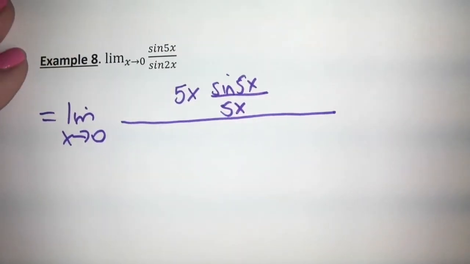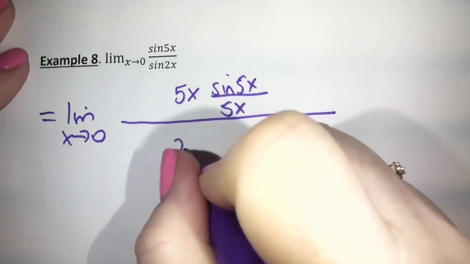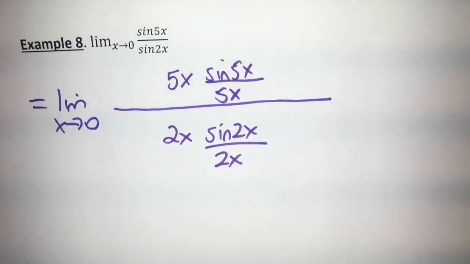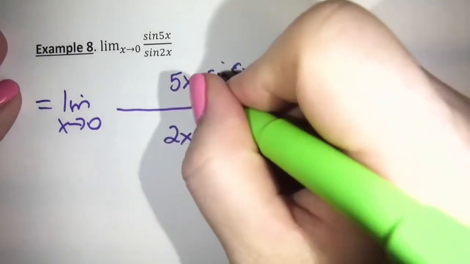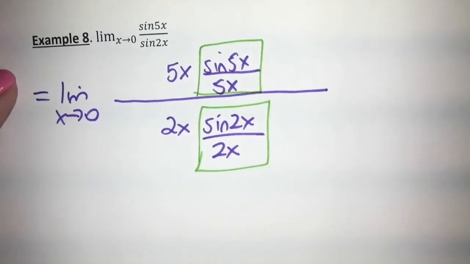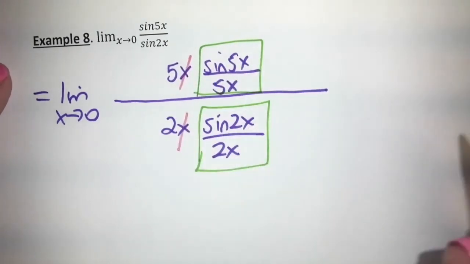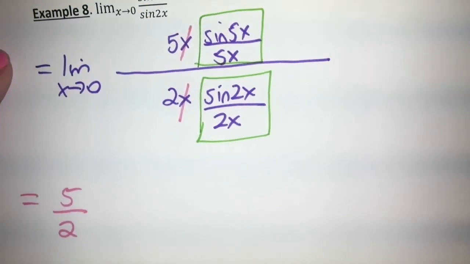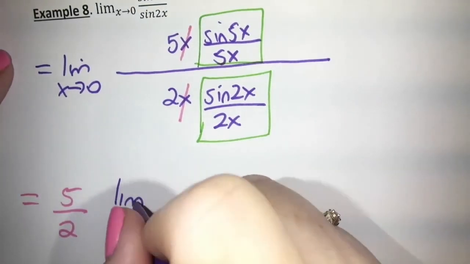Now, I haven't changed my question at all because I've added a 5x on the top and a 5x on the bottom, and those would cancel to give me 1. Same thing on the bottom, 2x times sine 2x over 2x. Now, I want to keep this and this together, so I'm going to deal with the 5x over 2x first. First of all, the x's can cancel. And we know with limits, we can just put the 5 halves out in the front, right? That was one of our properties of limits that we talked about at the start.